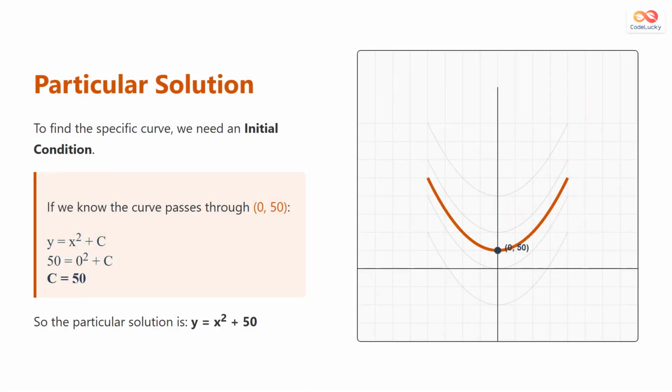However, if we know a specific point the curve passes through, called an initial condition, we can solve for c in this case. Passing through (0, 50) means c is 50. This gives us one specific, particular solution.